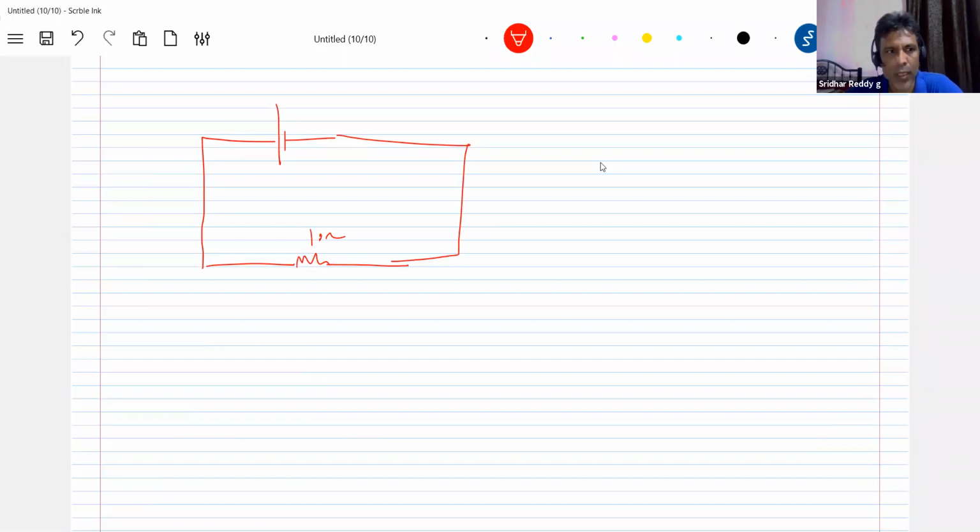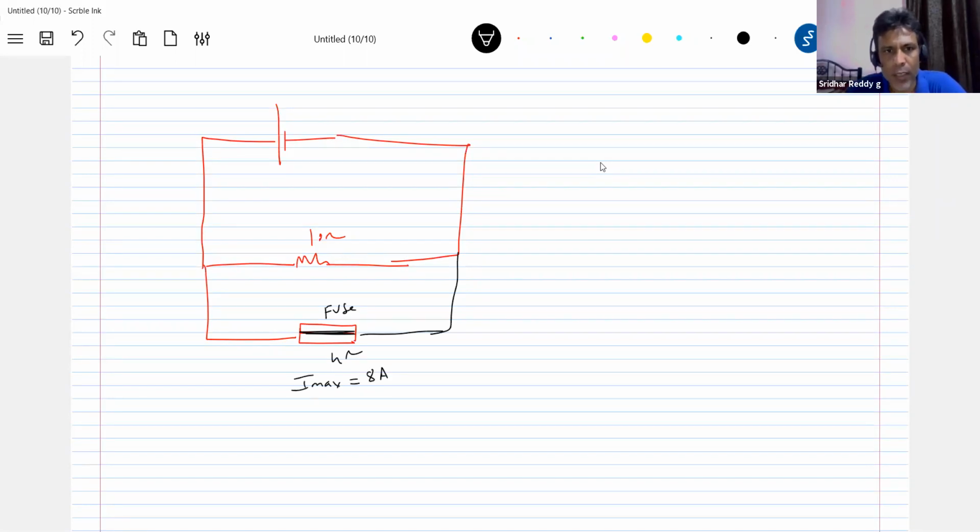There's a 10 ohm resistance. There's a fuse. Some books show a fuse like this: inside a box, they put a single thick wire, and it is understood to be a fuse. The maximum current of the fuse, with its resistance let it be 4 ohm, is Imax equal to 8 ampere. And the current flowing through the circuit is 2t.